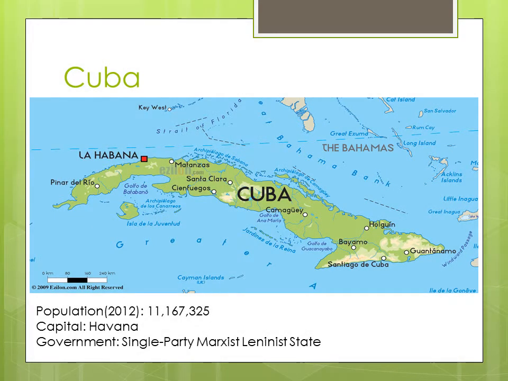Cuba is a Caribbean island located 150 kilometers south of Miami. It has a population of over 11 million people. The capital city is Havana, which is located on the northern coast of Cuba. Cuba is a communist state.